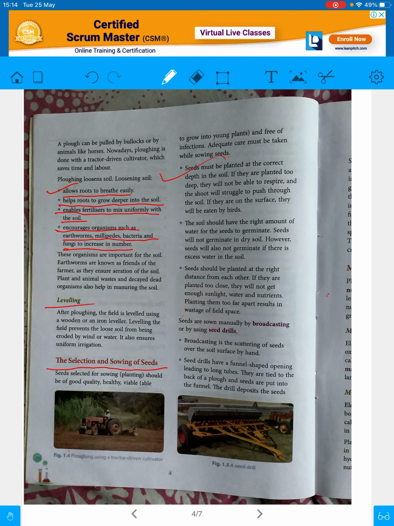Then the soil should have the right amount of water to germinate seeds. The amount of water that we put in the soil should be the right amount. More or less may result in the plants dying, right?